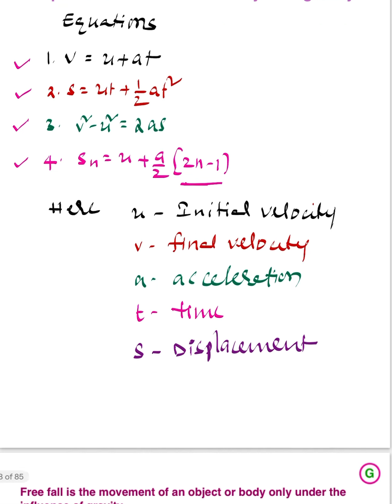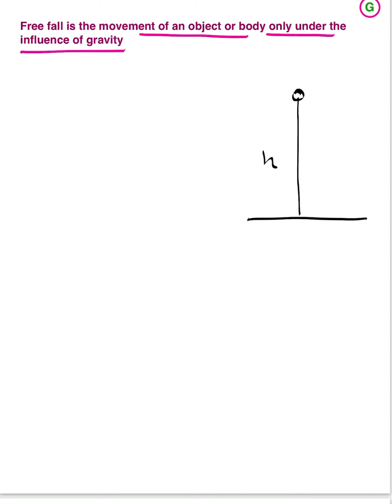So what do you mean by free fall bodies? A free fall body is nothing but the motion of an object only under the influence of gravity. So what do you mean by influence of gravity here? This is the earth surface. Suppose an object is at height h. Now you can drop this object, let it be of mass m.